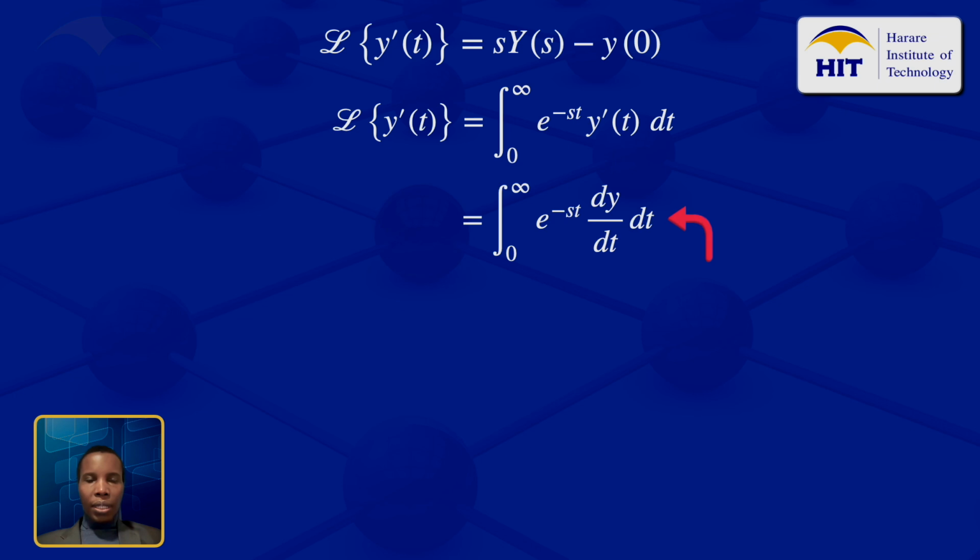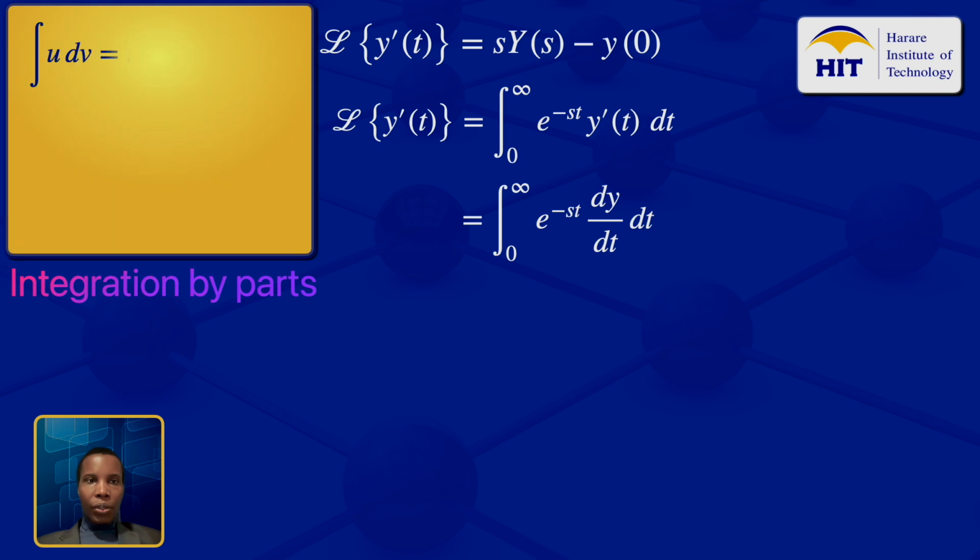If we look at this part here, we see that that's a product of functions of t. So to evaluate integrals where we have a product, we have to use integration by parts. For integration by parts, the integral of u dv is equal to uv minus the integral of v du.